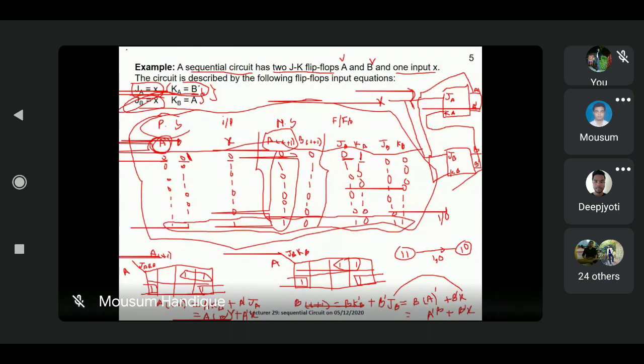बी को लेंगे तो बी किसके लिए होगा, BT+1 के लिए होगा। B for next state BT+1 and A for next state 80+1. Are you getting? Yes, sir.